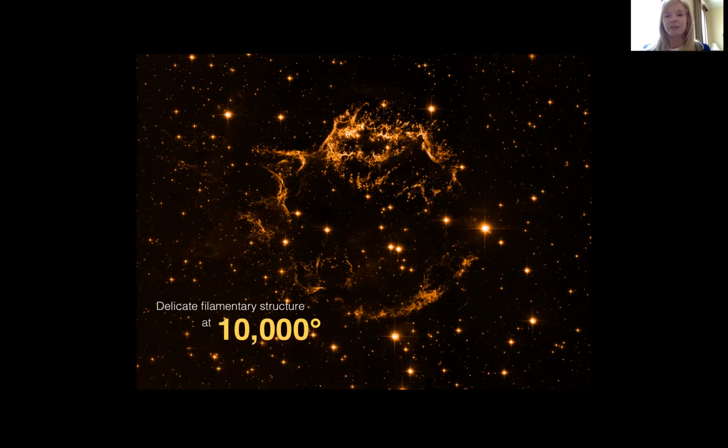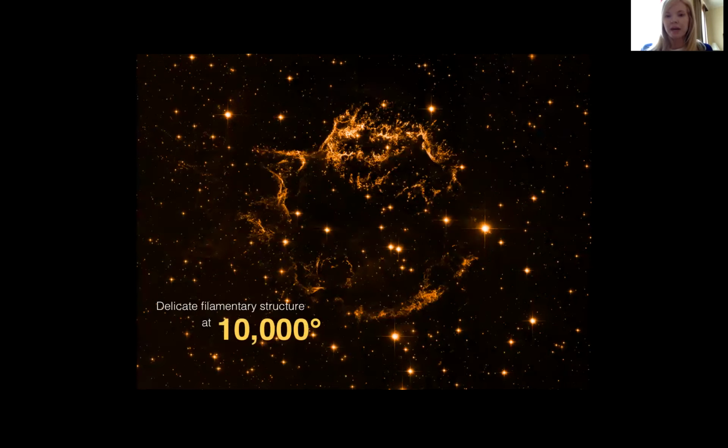So we're looking at a remnant now that is about 10 light years across, and a light year is the distance that light travels in a year, so about 10 trillion kilometers, give or take. So this is about 100 trillion kilometers across, give or take. And it's beautiful. This is an optical image from the Hubble Space Telescope, and we're looking at this delicate sort of filamentary structure at around the 10,000 degree mark.